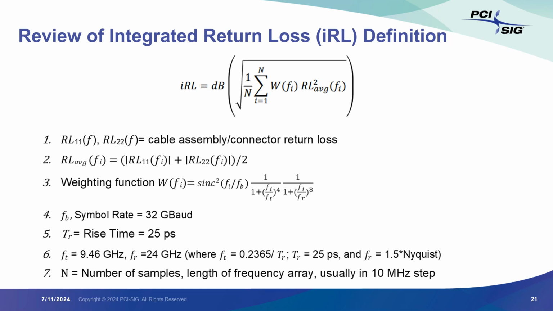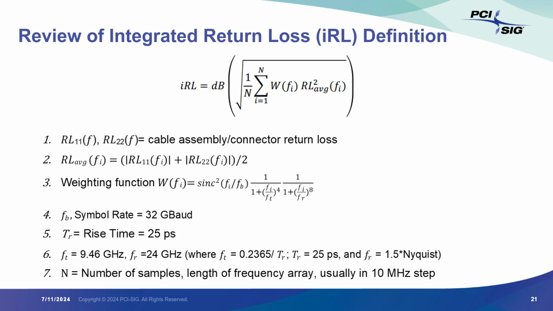So what we do here in the next slide, we take advantage of a new metric that we have defined in the specification called integrated return loss. Again, thanks to our collaborators and partners who came up with it. It basically takes care of the S parameter return loss, which is RL average. And then this weighting function essentially includes the spectrum of the energy that comes with the signaling. And then we also take care of the potential bandwidth of the transmitter and receiver. Those are dictated by the rise time.